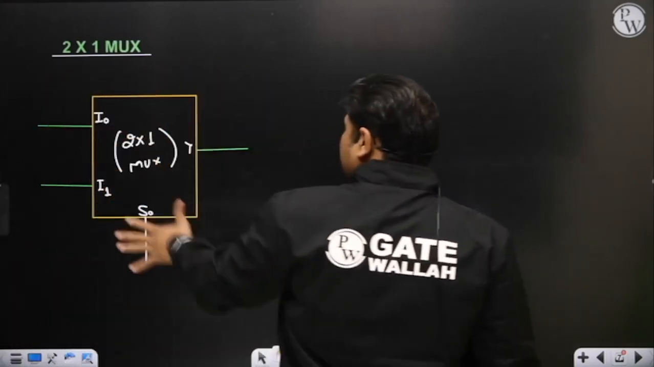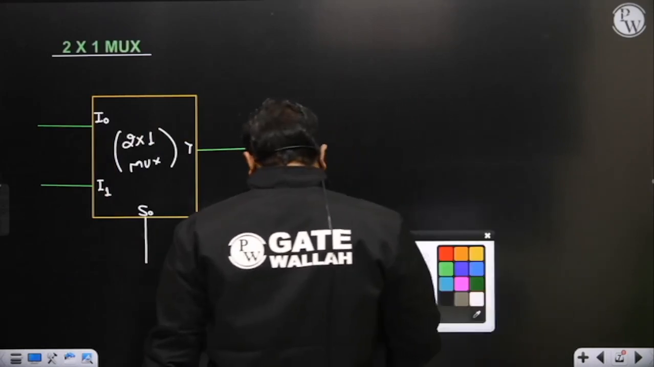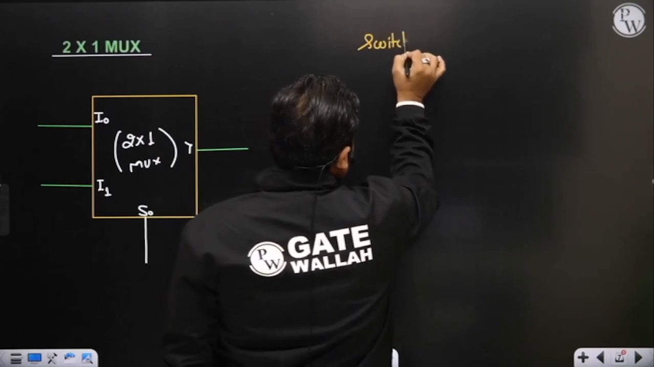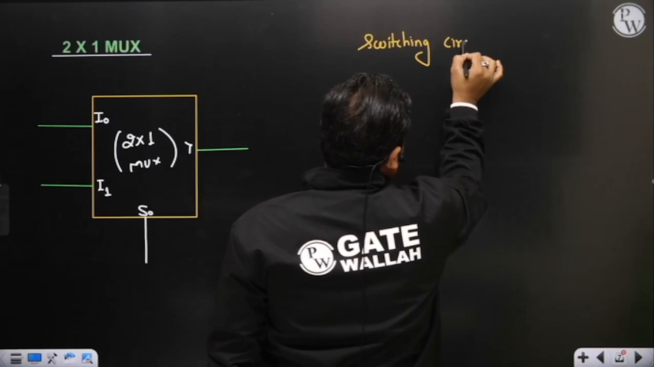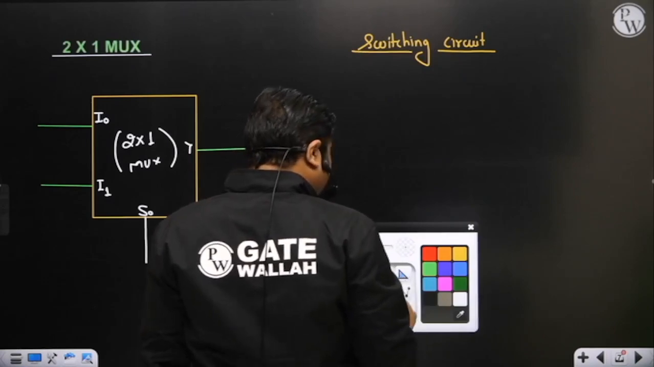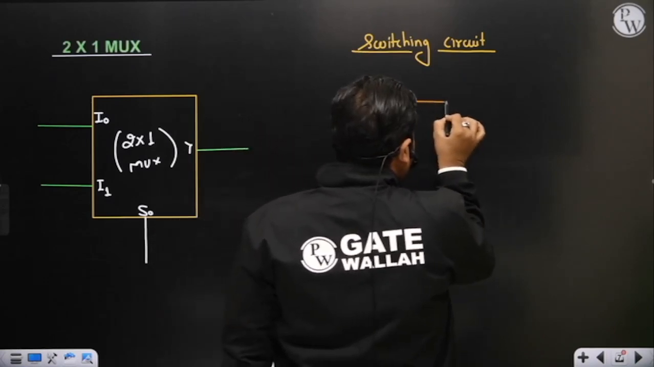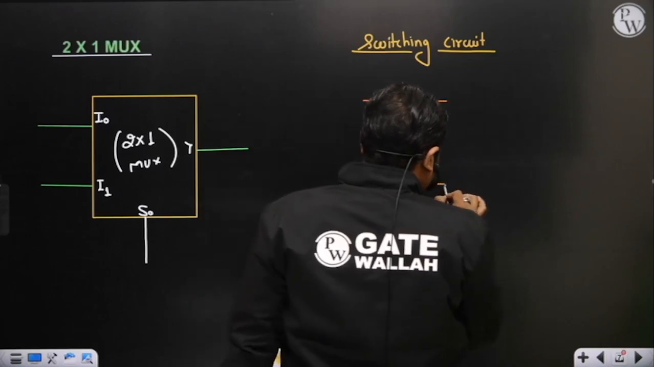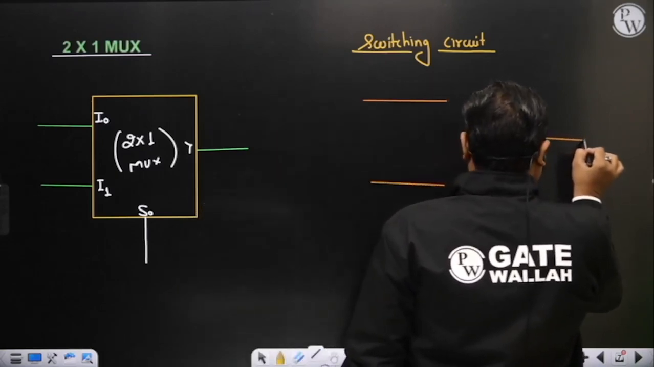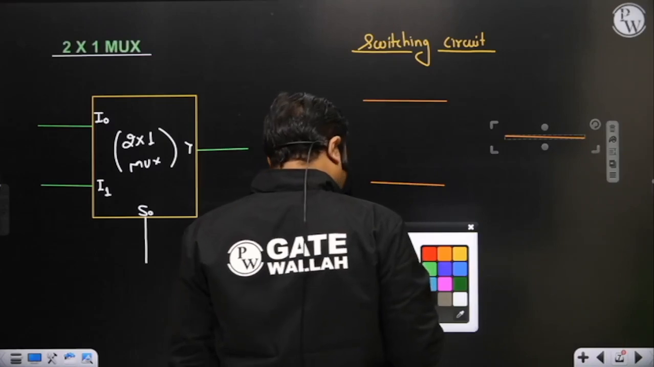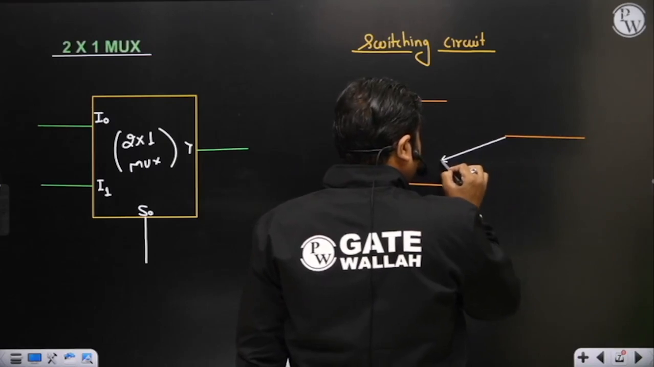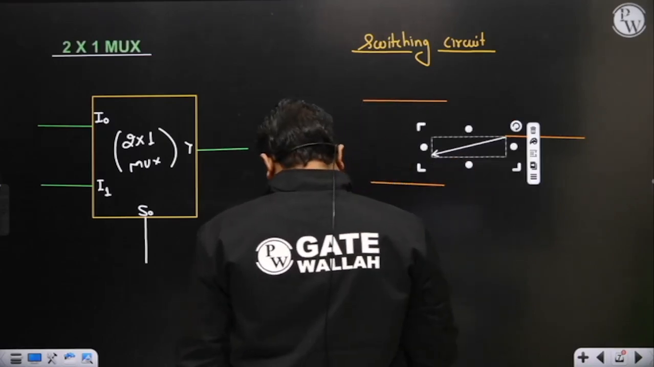In order to understand the input-output relationship, I am going to show you a switching circuit of this 2 cross 1 mux. Now please observe. We have 2 input lines. We have 1 control line and 1 output line. This is the control line. Is it okay? Great, sir.